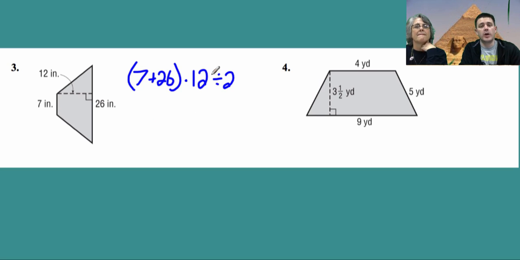So Mrs. King pointed out a nice part. We can actually do the 12 divided by 2 right now, kind of take care of that early, and then multiply it times the other piece. So if you notice your height's something that divides nicely by 2, go ahead and tackle that right away, and then come back and finish the rest of the problem. So what is 7 plus 26?